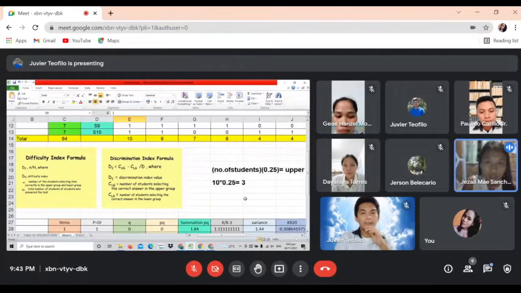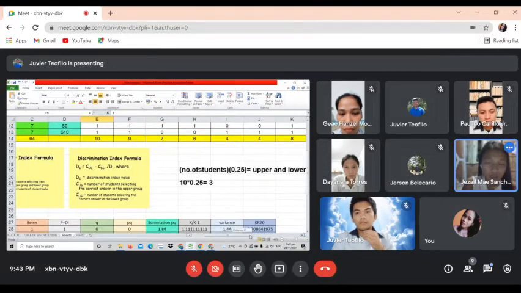And for the discrimination index, the formula that we are going to use is D sub I equal to C sub UG minus C sub LG over D, where D sub I is the discrimination index value, C sub UG is the number of students selecting the correct answer in the upper group, and C sub LG is the number of students selecting the correct answer in the lower group.